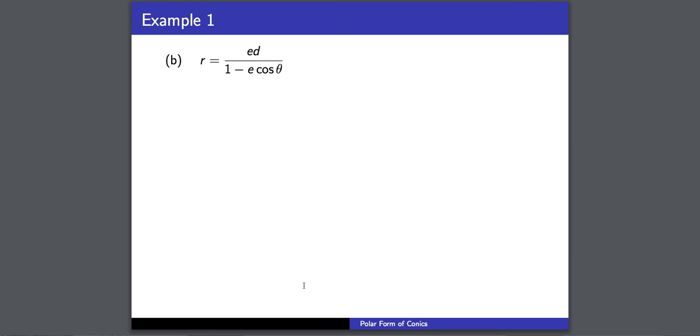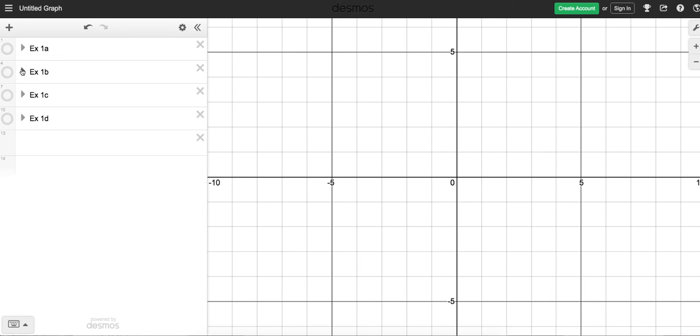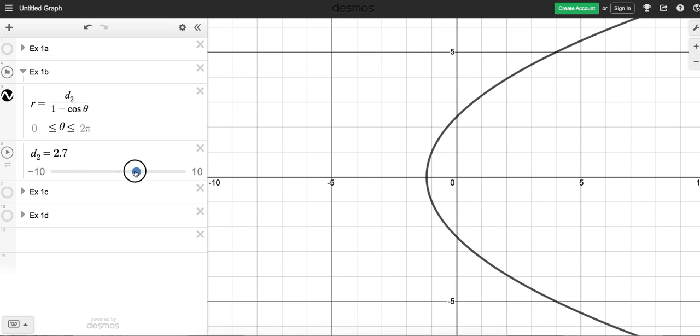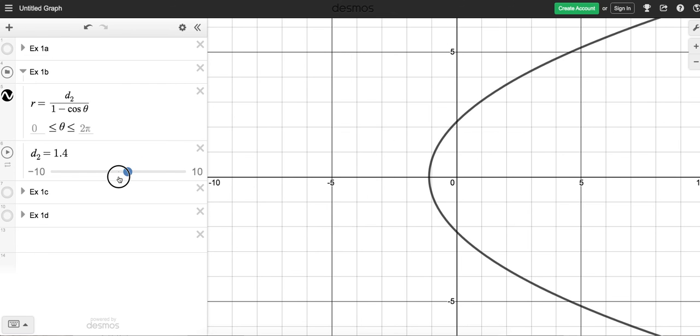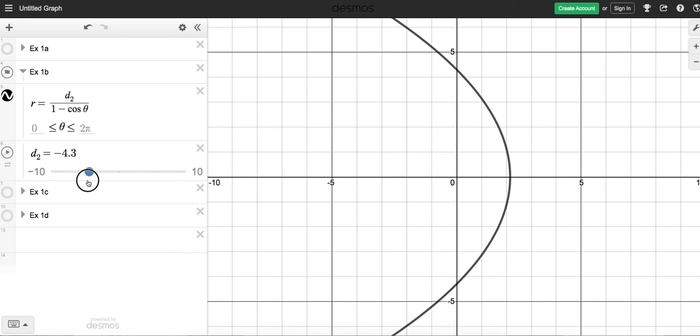All right, part B. This time we're going to have 1 minus cosine theta in the denominator, so hide that. And 1 minus cosine theta, here's when d equals 1. Notice it's a parabola again, opening left and right, and changing the minus sign really changes the way it's going to open up here. As we adjust the values of d, notice the more positive d is, it's pushing the graph to the left, and if d is negative, the parabola is opening up to the left, and it's pushing the graph further to the right.